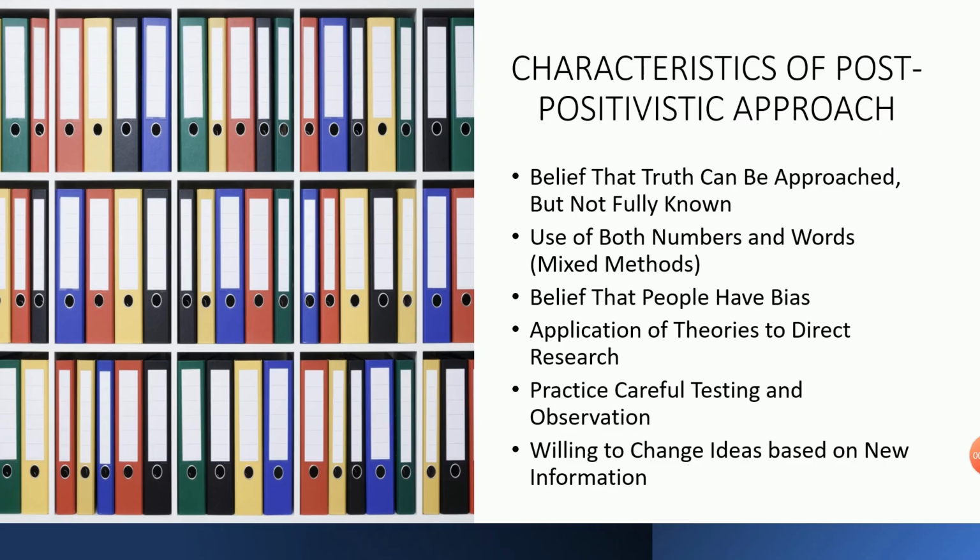Like I said, you can form the visual structure of any subjective content, but still you cannot form it 100%. Here they use both numbers and words, so mixed methods. They believe that people have bias, but in their science experiment, at the end of the experiment or observation, they don't consider the factor of bias. Then application of theories to direct research, and practicing careful testing and observation. Lastly, willingness to change ideas based on new information. So that is how the post-positivistic approach works, and that is also how our research should be.